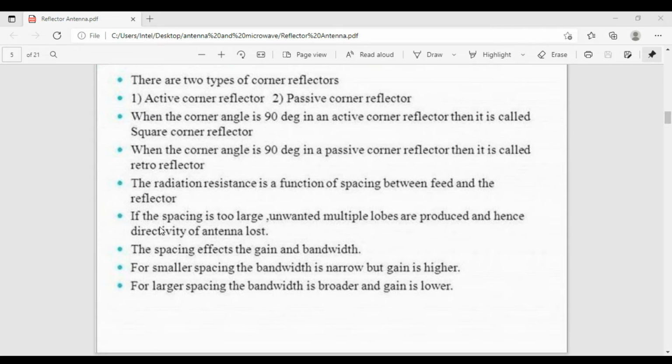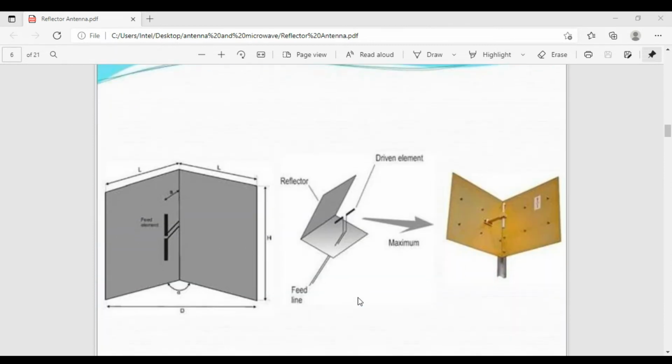As I said, if the spacing is too large, unwanted multiple lobes are produced and hence the directivity of the antenna is lost. The spacing also affects the gain and bandwidth. For smaller spacing, the bandwidth is narrow but the gain is higher. For larger spacing, the bandwidth is broader and the gain is lower.